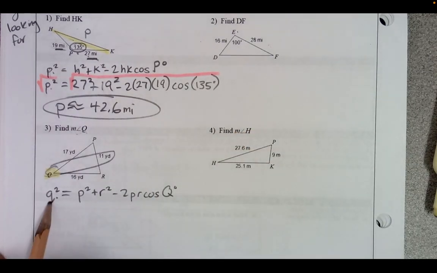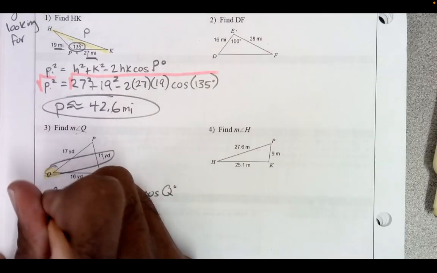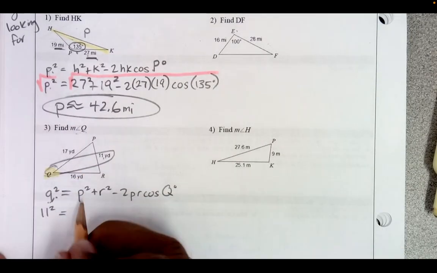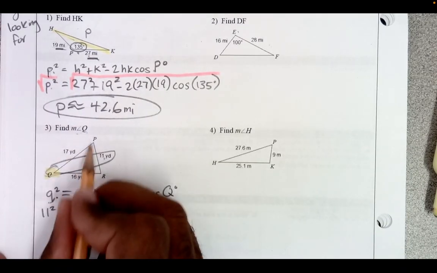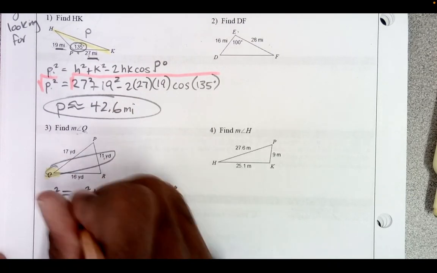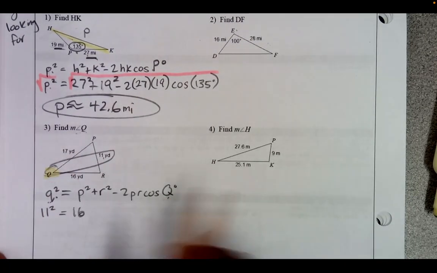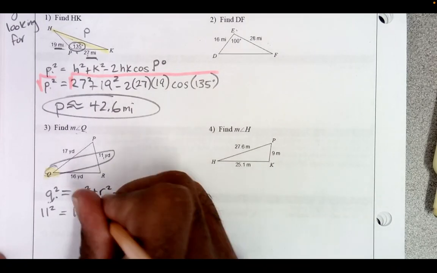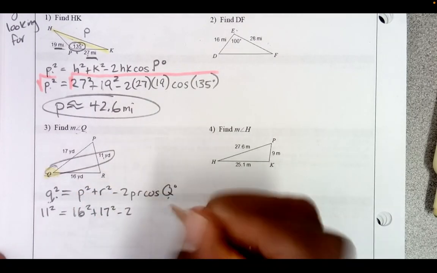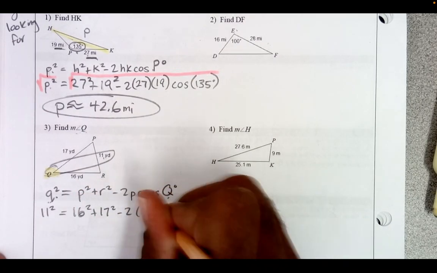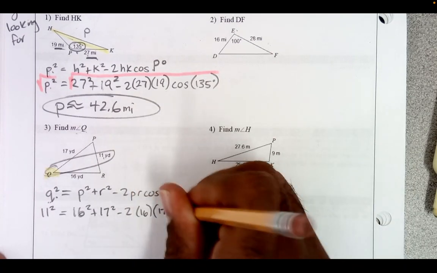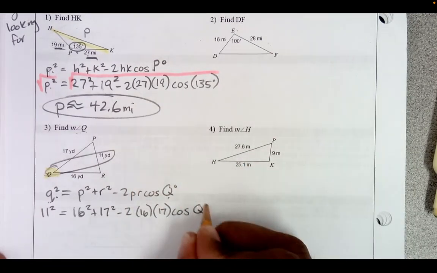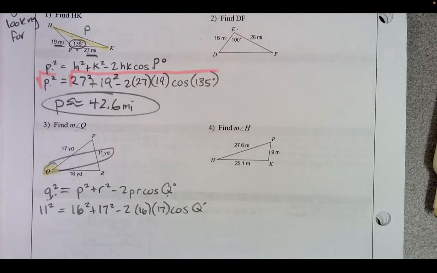So now I'm going to plug in everything I know. I know this one. It's 11, so 11 squared. I know P. Basically, I know all the sides. So that's 16. The only thing I don't know is this angle. And then 17 here, minus 2 times 16 times 17 times cosine of Q. That's the only thing I don't know. Now when you look for an angle, you do got to simplify. So we got to kind of work through the steps here.